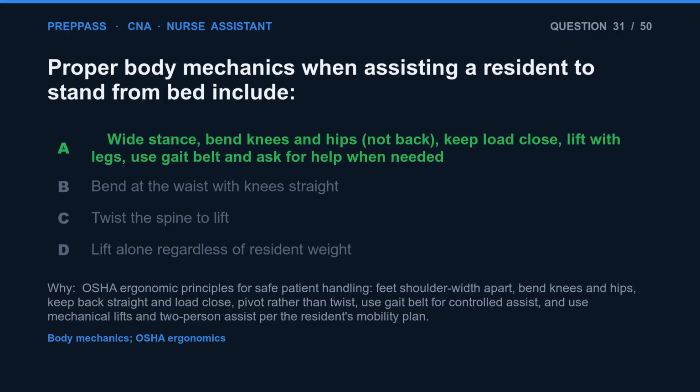The correct answer is A. OSHA ergonomic principles for safe patient handling: feet shoulder width apart, bend knees and hips, keep back straight and load close, pivot rather than twist, use gait belt for controlled assist, and use mechanical lifts and two-person assist per the resident's mobility plan.